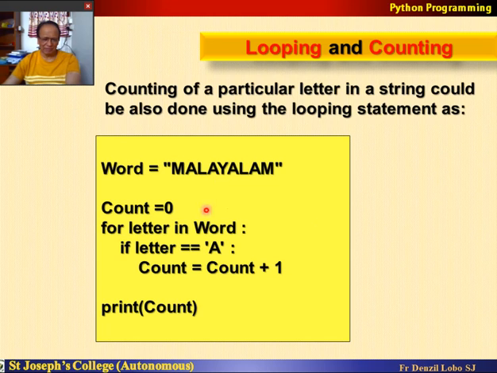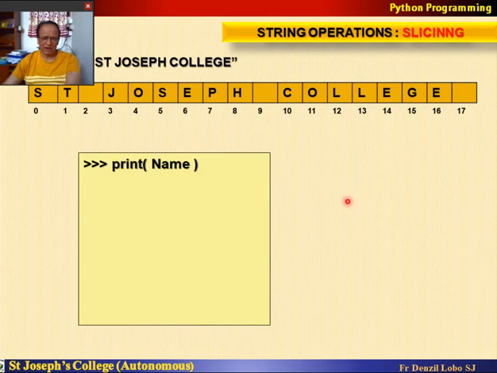Similarly, with Malayalam, I can count, for example, the number of A's in this string. So I say count is equal to 0, for letter in word, if it is equal to A, then I increment the counter. It will give you 4 because there are 1, 2, 3, 4 A's. So you can even count the number of alphabets present in a given string.